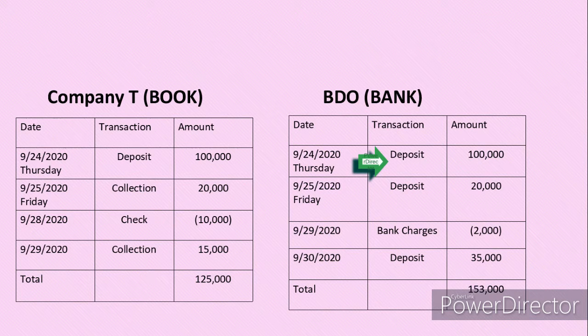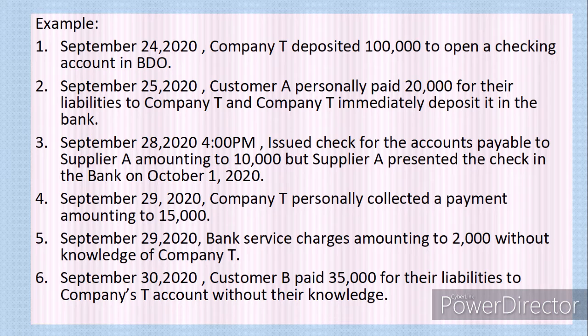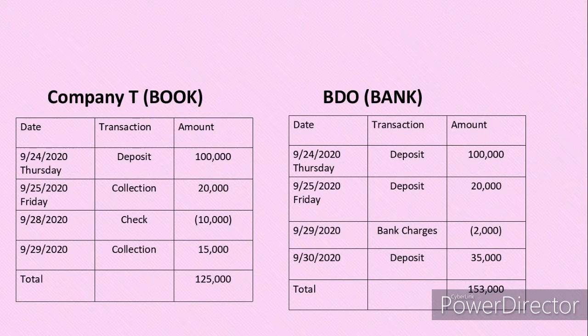Once na na-receive na ito ng bangko, ire-record na yon sa cash per bank account as deposit of 100,000 na ire-reflect naman ni Company T sa kanyang cash per book account. Ang second transaction ay noong September 25, 2020. Si Customer A ay personally nagbayad ng 20,000 for their liability to Company T, which is shown on the transaction na nasa cash per book account ni Company T, dated September 25 as collection, and upon depositing it to the bank, i-reflect lang ito sa deposit with the same amount.